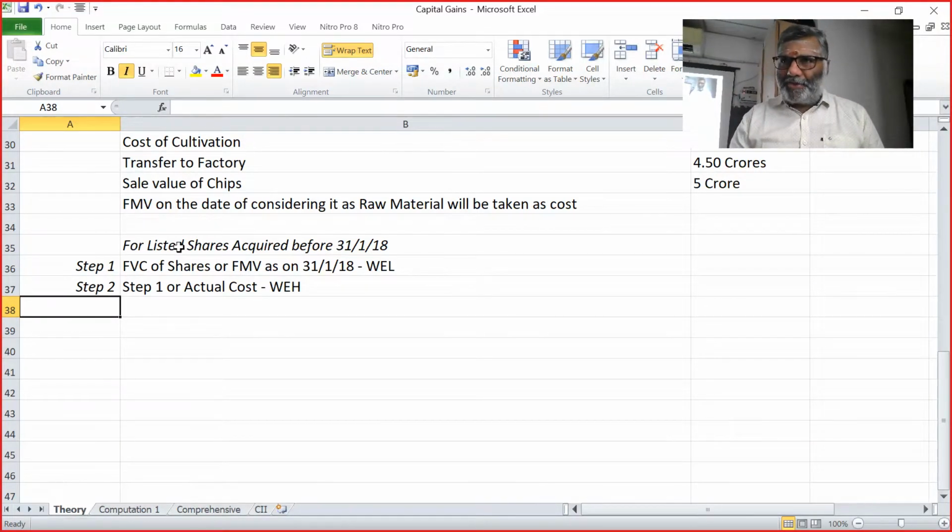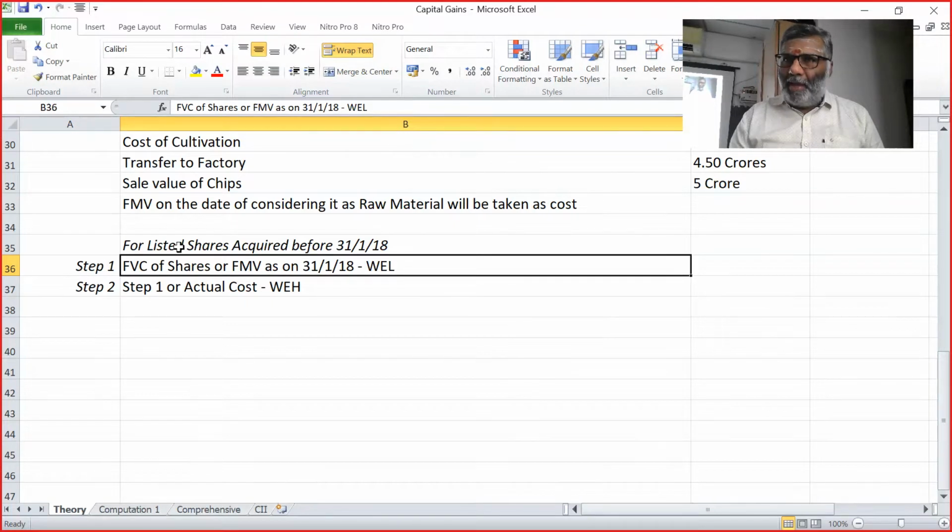For listed shares, in step 1, I will compare full value of consideration versus fair market value as on 31/1/2018, whichever is less. That answer I'll compare with actual cost and determine whichever is higher. That will become my cost of acquisition. If it is acquired from 1/2/2018, actual acquisition value, there is no change. For any shares, because I had given a promise to the shareholders that I will not tax them, I am withdrawing my promise. So I am giving this benefit. Take the fair market value as on 31/1/18.